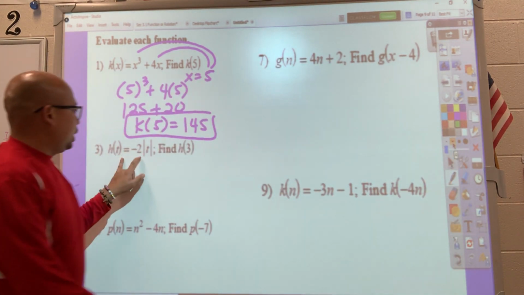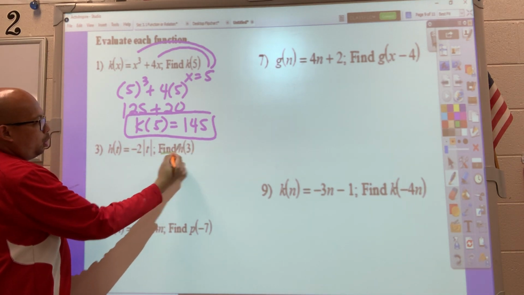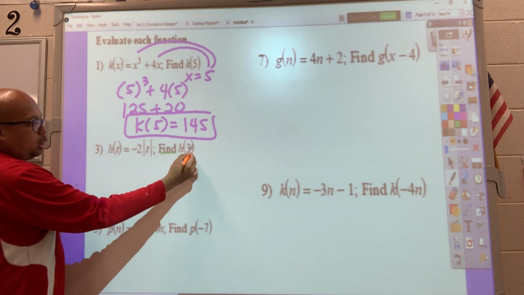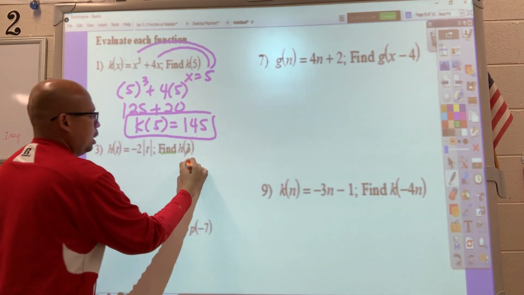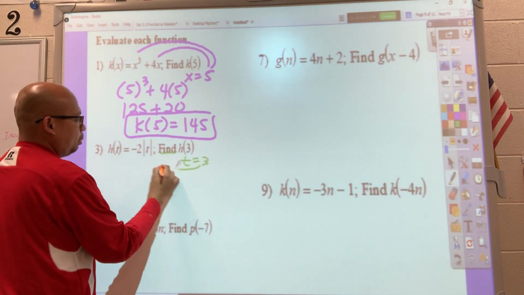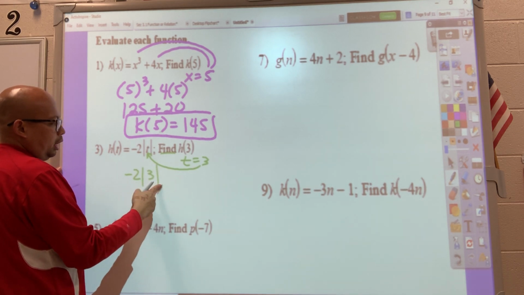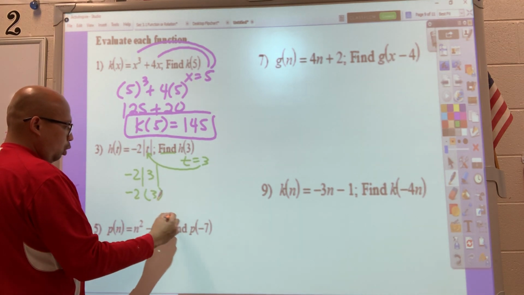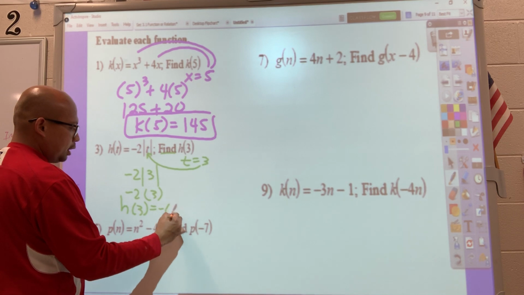Okay? Next here, number 3. h of 3 is what you're looking for. h of t is equal to negative 2 times the absolute value of t. You know that the value of t here is equal to 3, so you just have to plug it in. Negative 2 times the absolute value of 3. What's the absolute value of 3? The absolute value of 3 is 3. So therefore, h of 3 is equal to negative 6.